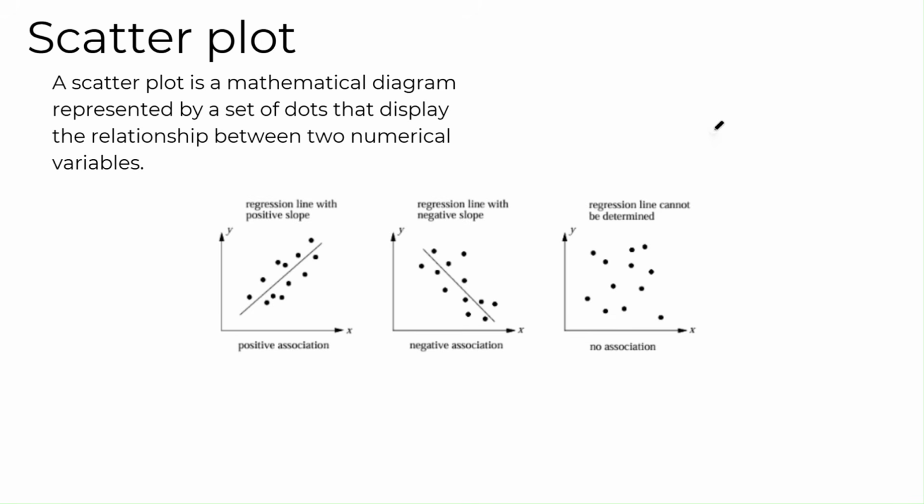Now it's time to understand scatter plots in SAT. A scatter plot is a mathematical diagram represented by a set of dots that display the relationship between two numerical variables. Unlike x and y axes, scatter plots are not ordered and they don't basically follow the same principle. For example, let's understand here.